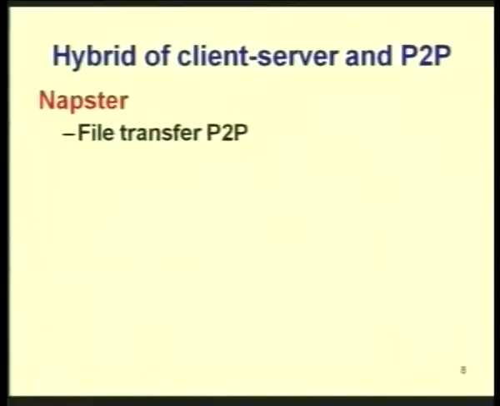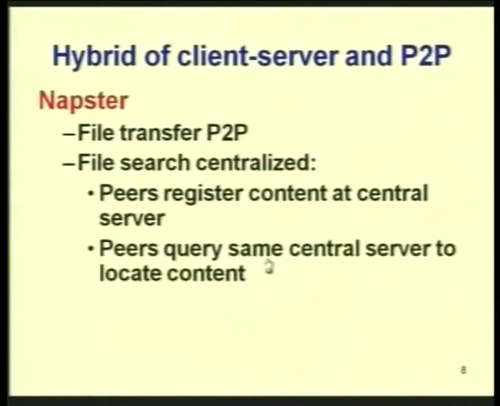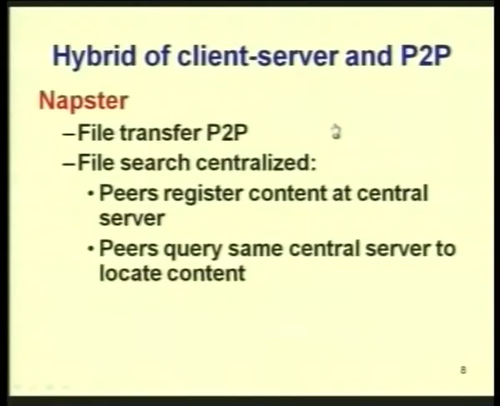The other type of architecture is the hybrid of client server and P2P architecture. So, we are trying to get the best of both worlds, the client server architecture's advantages as well as the P2P architecture's advantages. Example is Napster protocol, which uses both. It is typically a P2P architecture, but also uses the client server model for certain aspects. So, file transfer essentially gets done using P2P, but the file search could be centralized. So, peers register content at a central server, and the peers query the same central server to locate the content. Once the content is located, they can contact the respective peers and get the files transferred from them. So, this is an example of a client server and a P2P model.